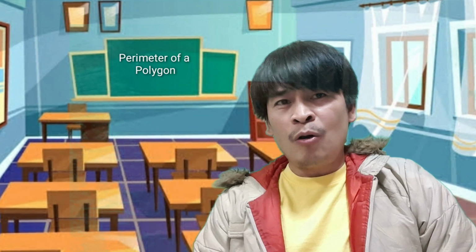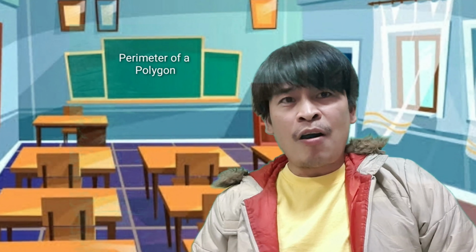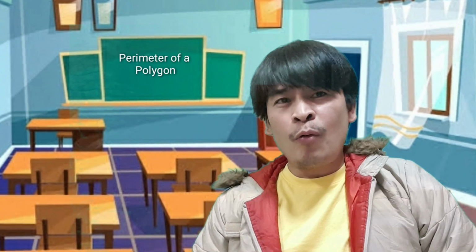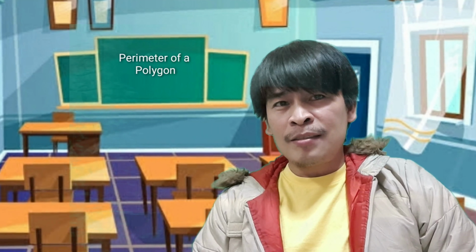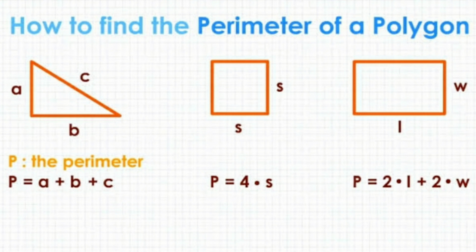So far, you only learned the perimeter of a triangle. And today, we are going to go further studying the perimeter of other polygons. As you all know, the perimeter of any polygon is determined by measuring the lengths of all its sides and adding them up.